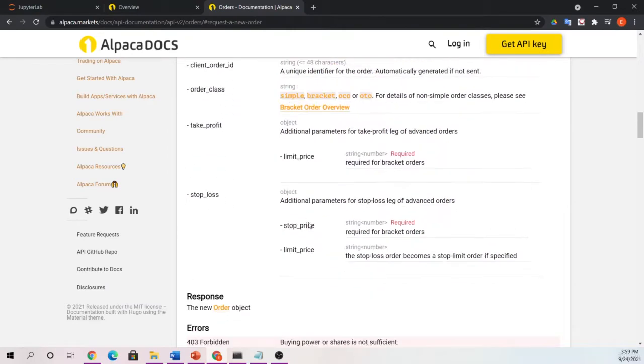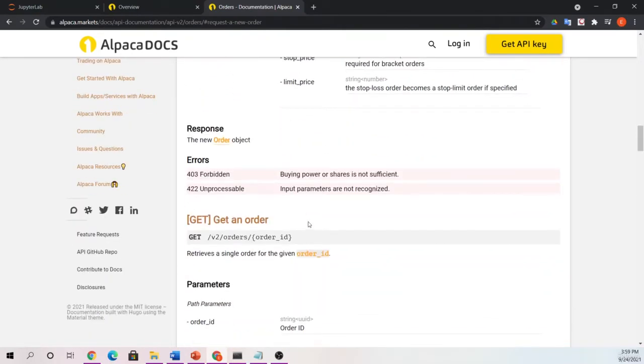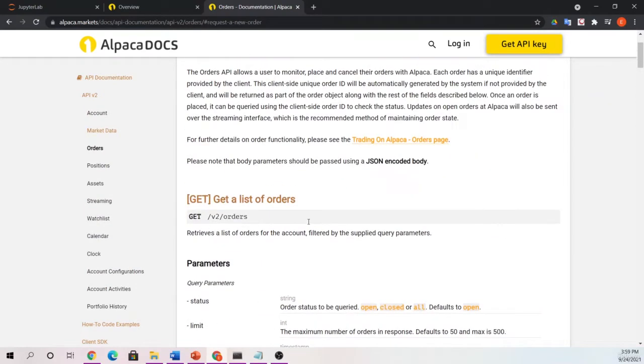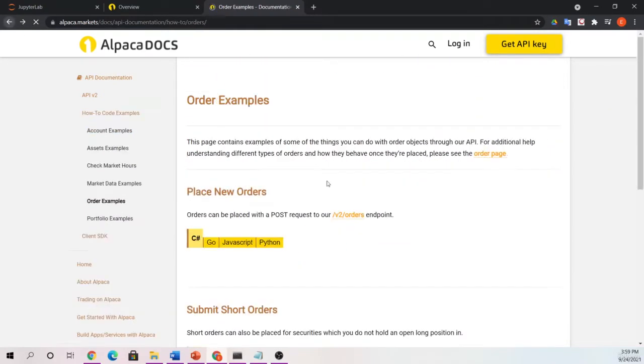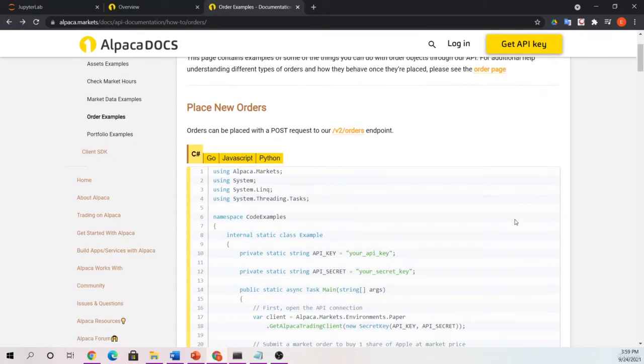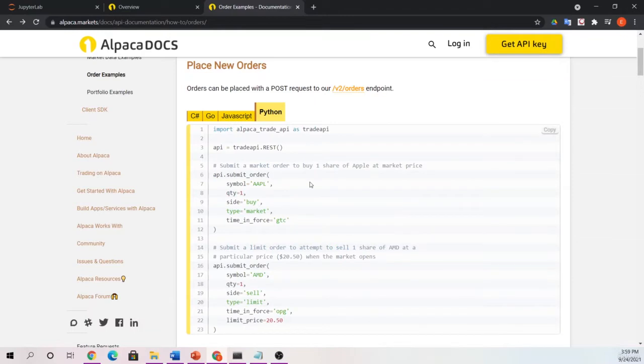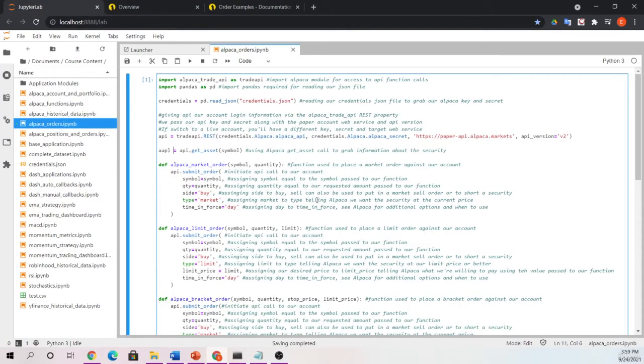Again, great documentation that I would recommend you reference and get familiar with. If you want to trade on other sites, like Robinhood, TD Ameritrade, and a few others, this is going to be very helpful for you to reference so that you can understand what to do there. With that, let's jump into our functions.